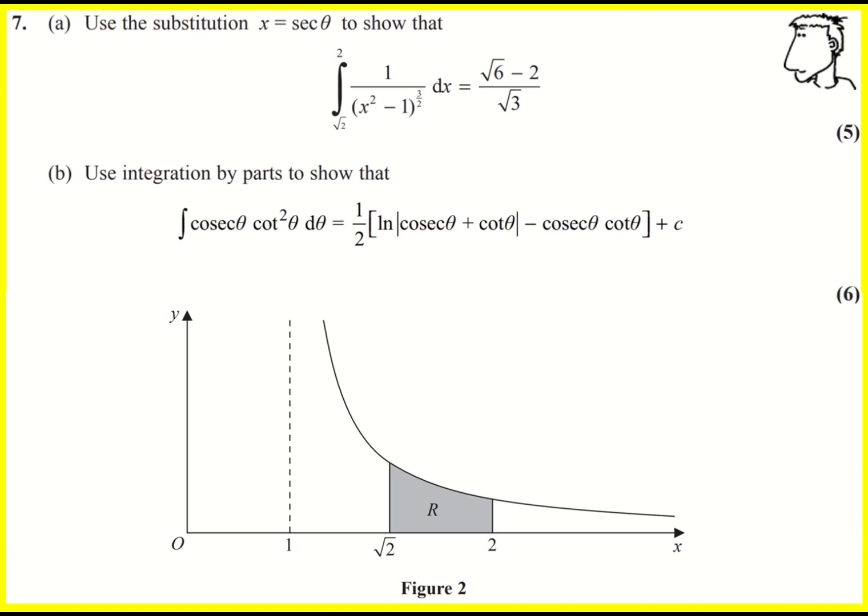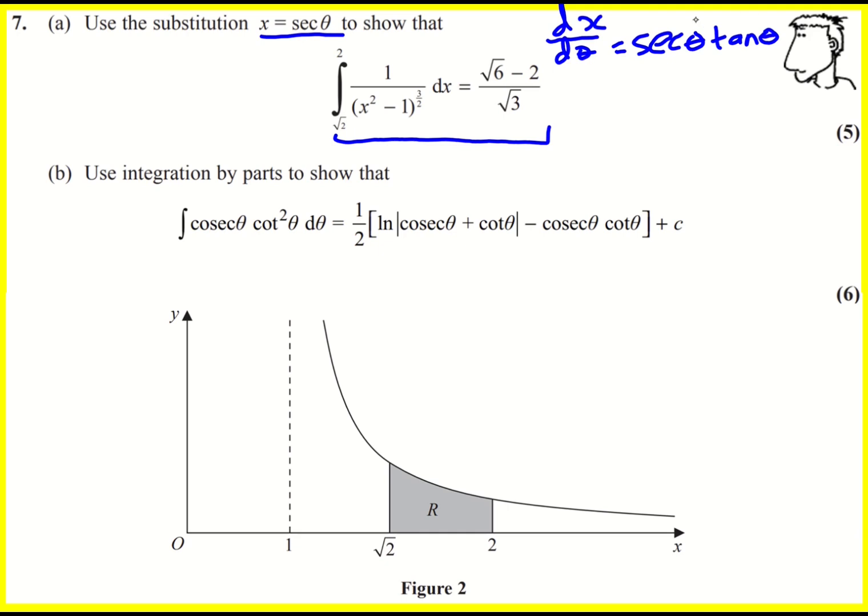Use the substitution x equals sec theta to show that the integral is equal to root 6 minus 2 over root 3. All right, let's go for it. So we've got this, and that means that dx by d theta is sec theta tan theta.